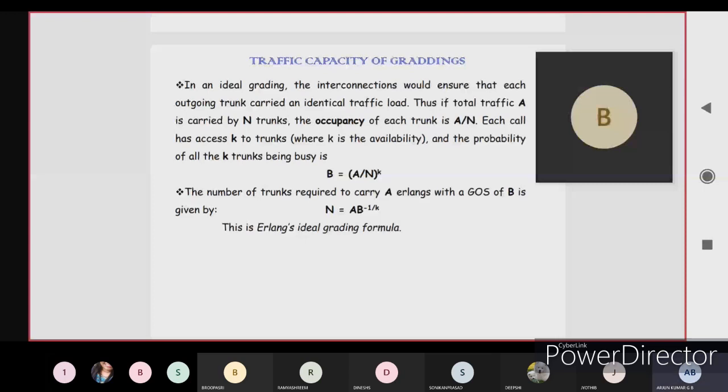Then what is the number of trunks for the particular traffic? It is B to the power of minus 1 by K. How do we get it? N is equal to A, same A, times B to the power of minus 1 by K. Okay, this is the ideal grading formula.